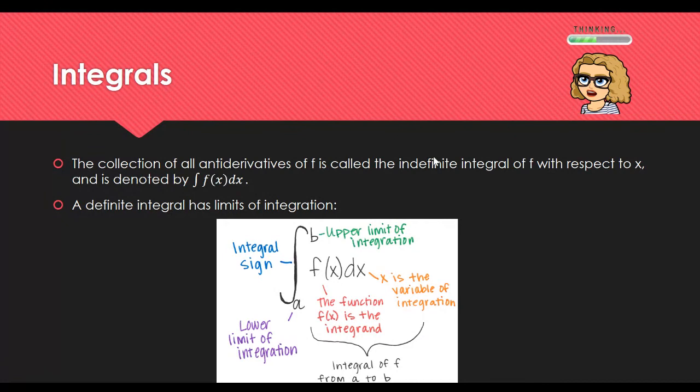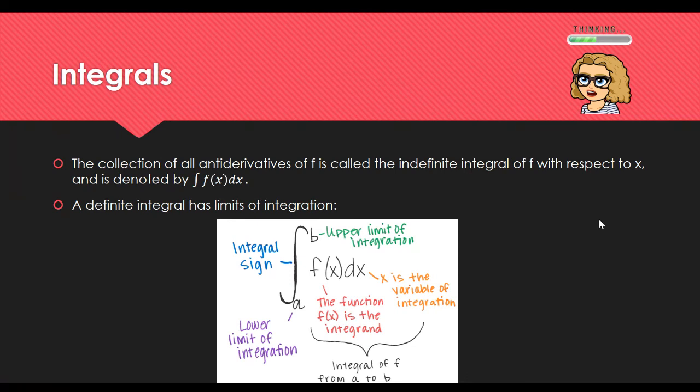What we're going to talk about this week is definite integrals. So definite integrals has what we call limits of integration. It has numbers on the bottom and the top. So you have your integral sign, a number down here, that's your lower limit of integration, a number up here, that's your upper limit of integration, and then your function, that's the integrand, and then your dx, which is telling you the variable of integration. And so what that means is the integral of f of x dx from a to b.